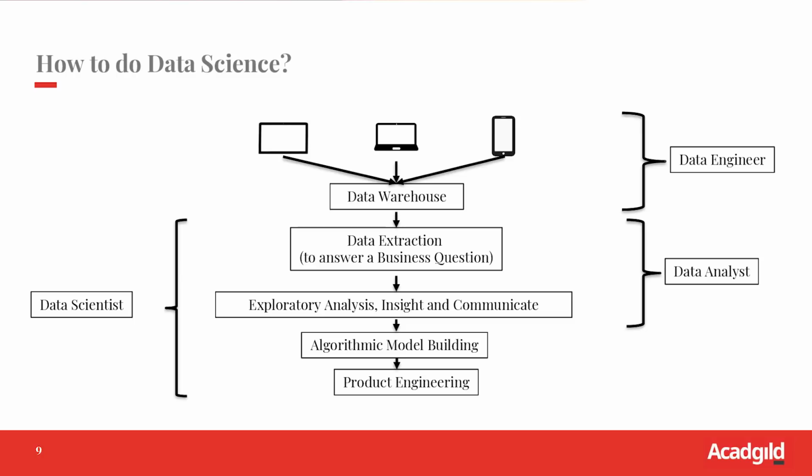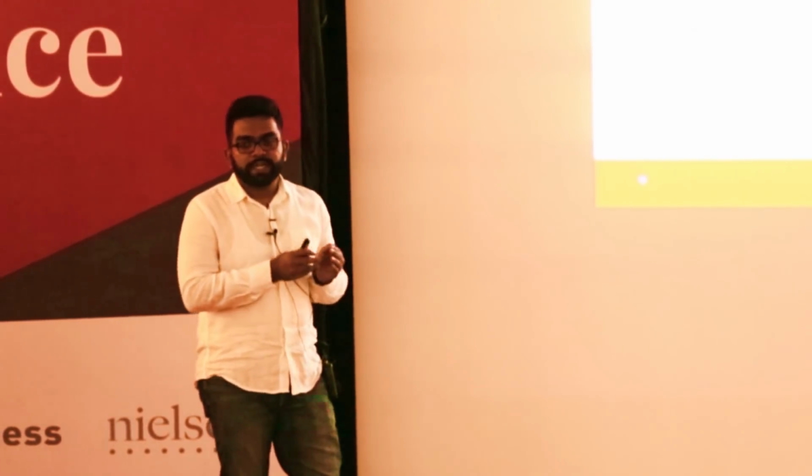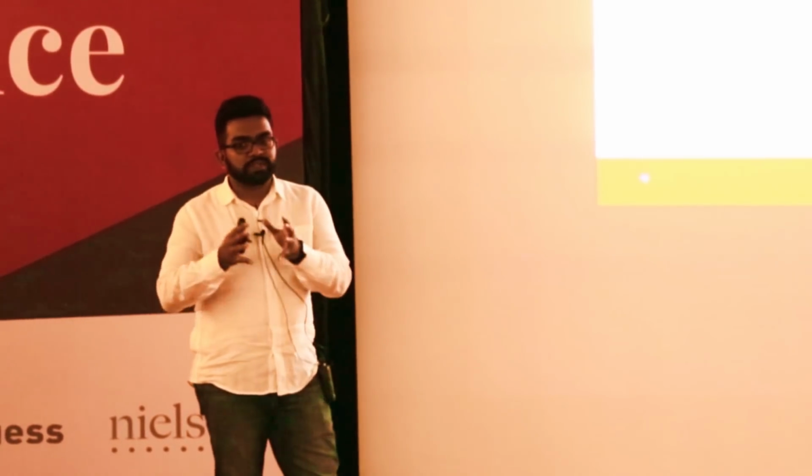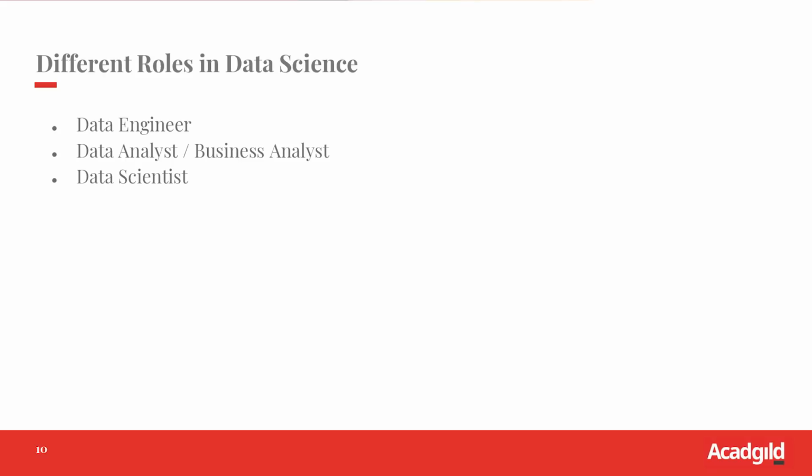And what does a data engineer do? The task of a data engineer is to look at all the data points and write code which can collect the data points in real time at large scale and put that into the data warehouse. The task of a data analyst is to extract the data, understand the business question, and extract the insight that can actually impact your product. A data scientist does what a data analyst does, but also has to do the machine learning, model building, and product engineering. So those are the different roles in data science: data engineer, data analyst, and data scientist.